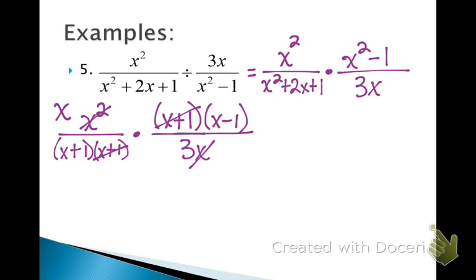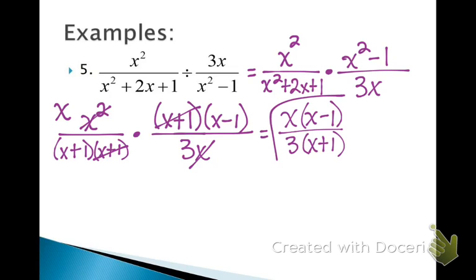Do we have questions about the factor step or the cancel step? Okay, so we are ready to write our answer. What do I have in my numerator? Good, x times x minus 1. And in my denominator? 3 times x plus 1. Beautiful. 3 times x plus 1.